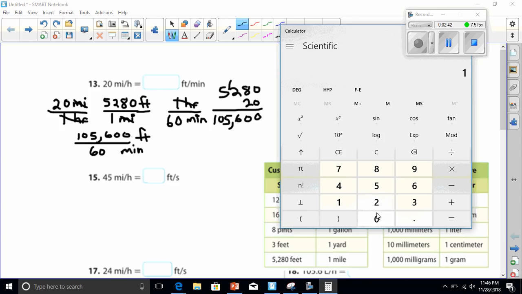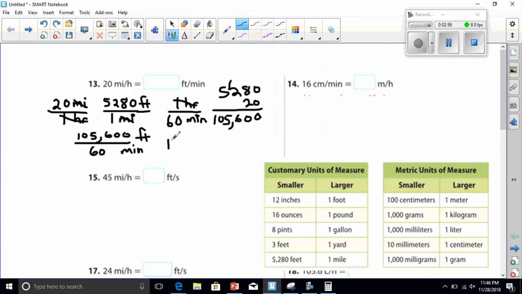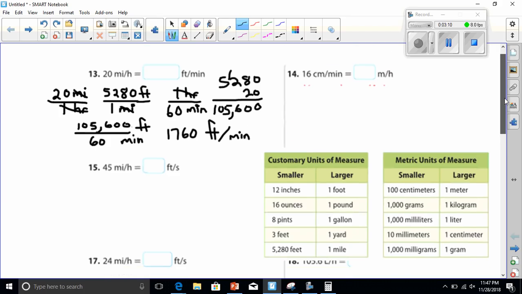Well, if I take 105,600 and I divide it by 60, I get 1,760. So the answer is 1,760 feet per minute. All right, let's go on to number 15.